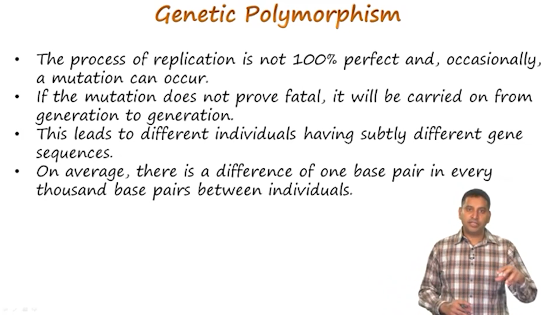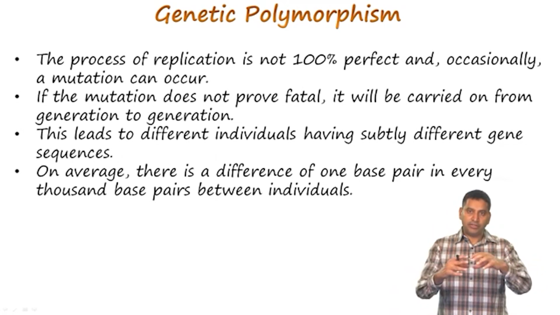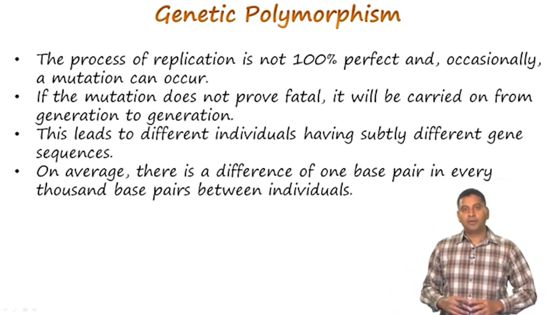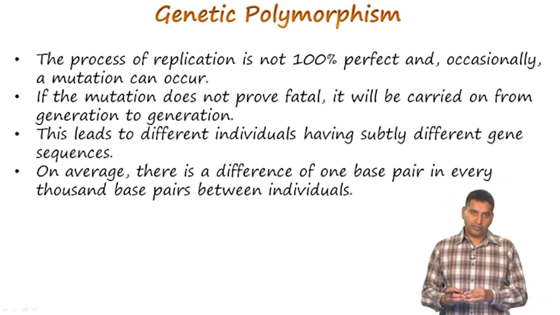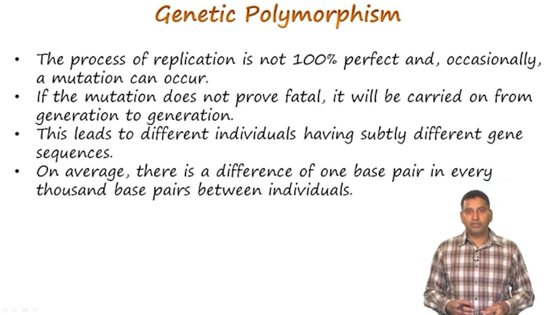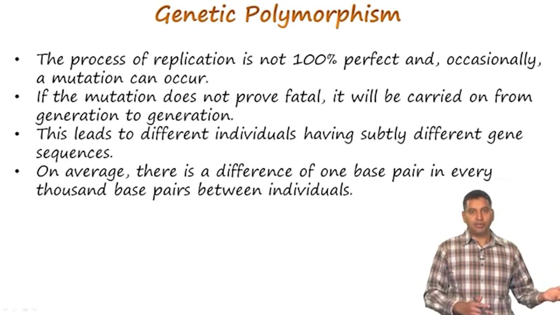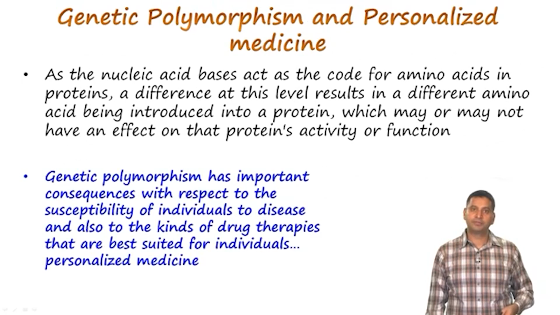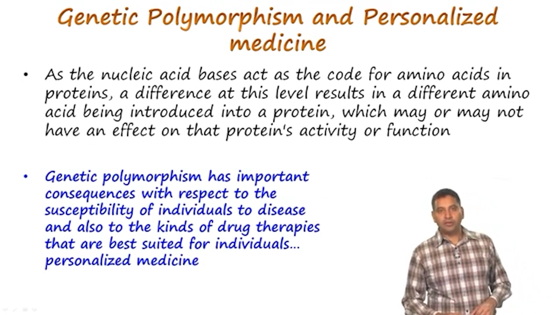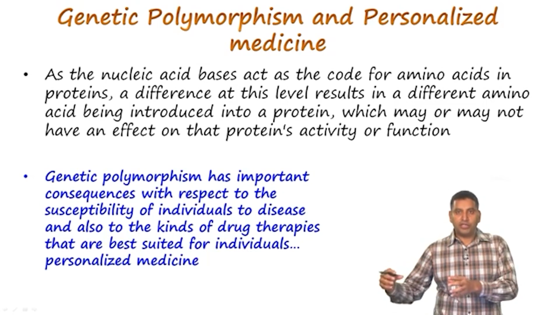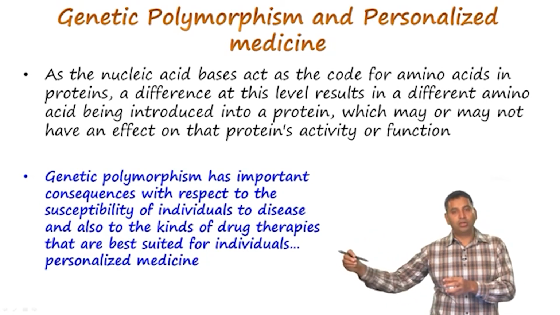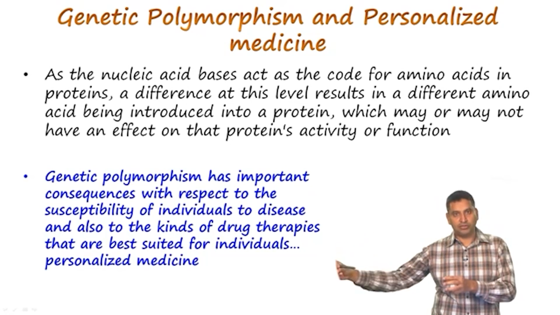What happens is that this leads to different individuals having slightly different gene sequences. Now, this becomes important because when we are administering drugs to individuals, each individual can actually have a slightly different reaction. On average, there is a difference of 1 base pair every 1000 base pairs between individuals. As I mentioned earlier, this difference in sequence translates to a difference in the amino acid code or the primary structure of amino acids.